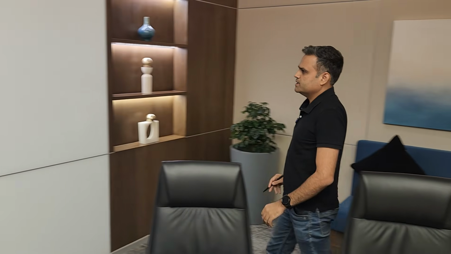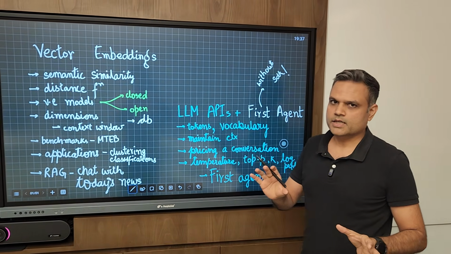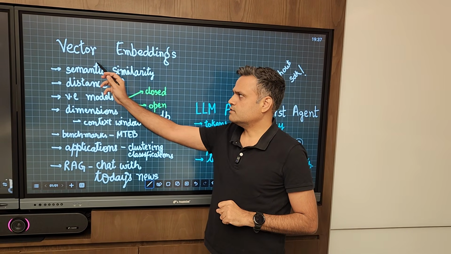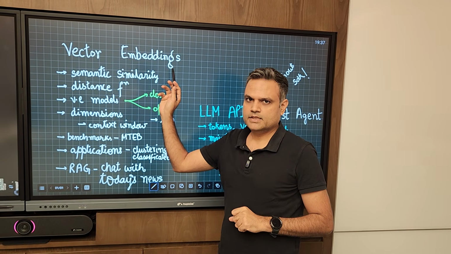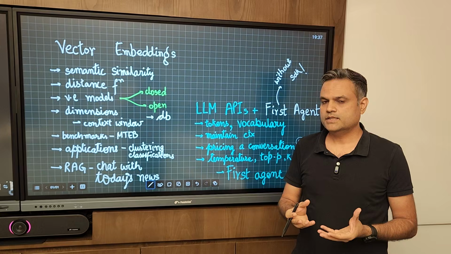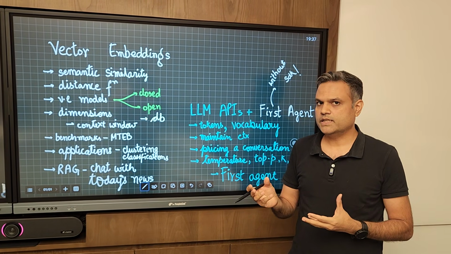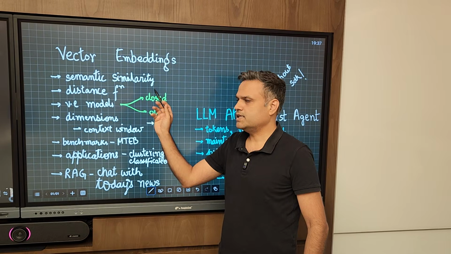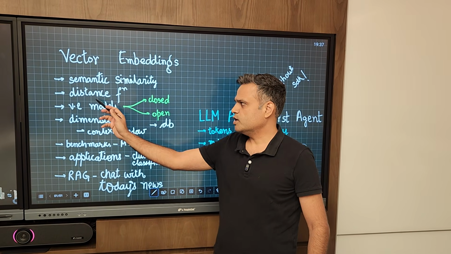So we have divided this 8-hour workshop into 4 parts. Let me walk you through the first 2 parts now. So the workshop starts with vector embeddings. Now, the basis of Gen AI is vector embeddings. Even inside LLMs, they work on vector embeddings. So we start here. We talk about semantic similarity as a concept. Then we move on to the distance function.